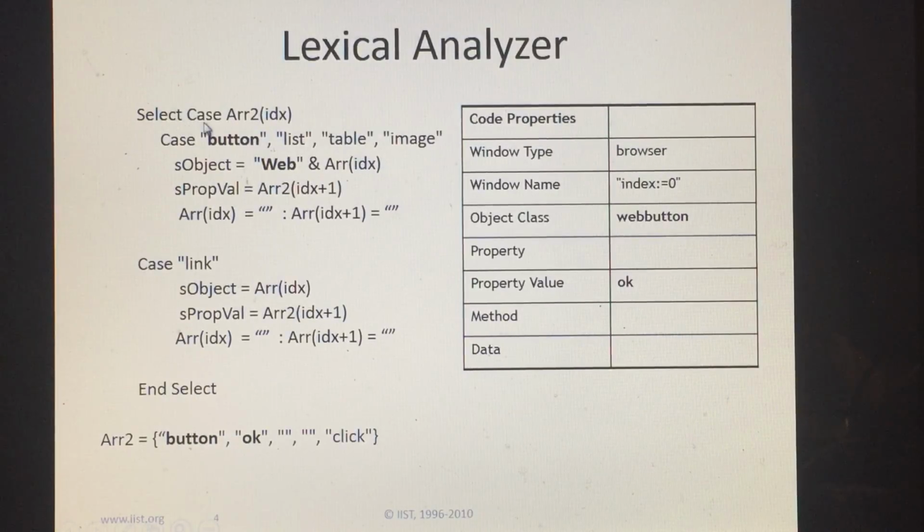The next thing we're going to do is see if we can identify the object class. And as we find in here, we have button being the object class, followed by the description of that button, which is the OK button. So button isn't actually an object class, web button is. So for the items that are web classes, we'll take the button, the list, the table, and the image, and append web to it, and that gives us our object class of web button, web list, web table, web image. And again, we are clearing out and consuming these items from that array.